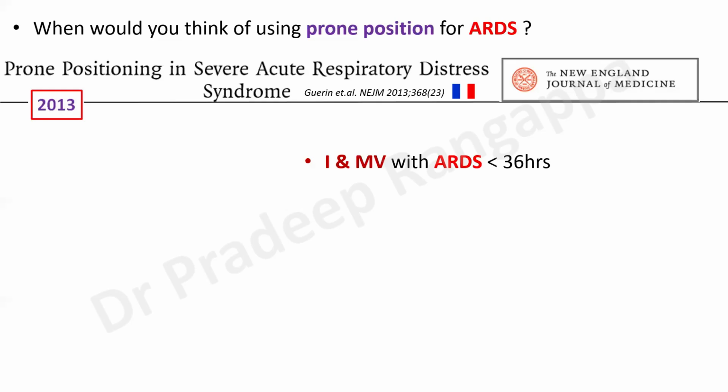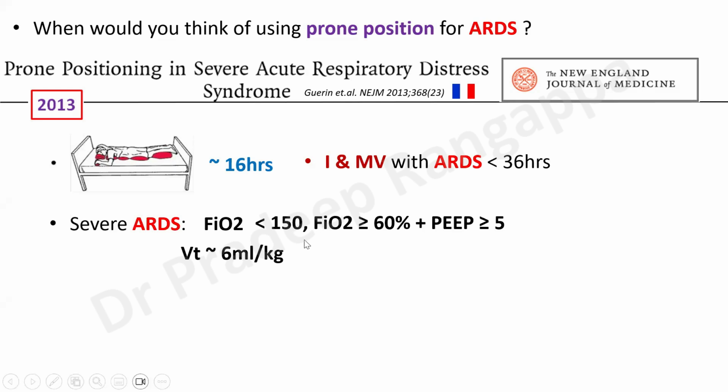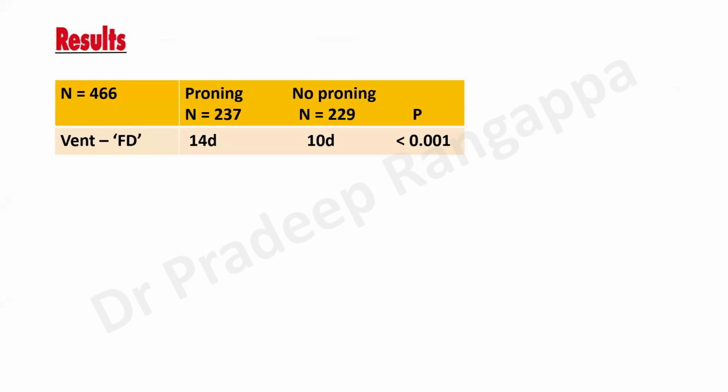Then came the PROSEVA trial. This study, as you see, was by Guérin et al., who did the earlier study around 10 years back, and it came in NEJM. Here they took patients with ARDS less than 36 hours, intubated, mechanically ventilated, and proned for 16 hours. They took severe ARDS, which they defined as PaO2/FiO2 ratio less than 150, on FiO2 more than 60% with PEEP of more than 5 and tidal volume 6 ml per kg. This was a hugely positive study compared to all the previous four negative studies. They had 466 patients, 237 in proning and 229 in no proning.